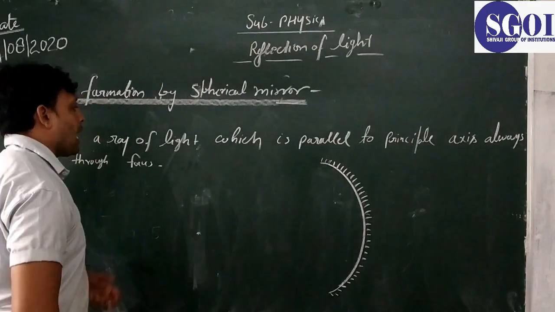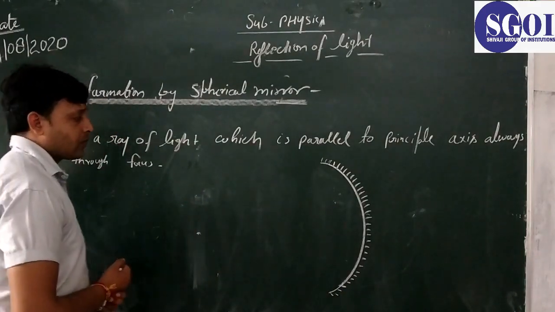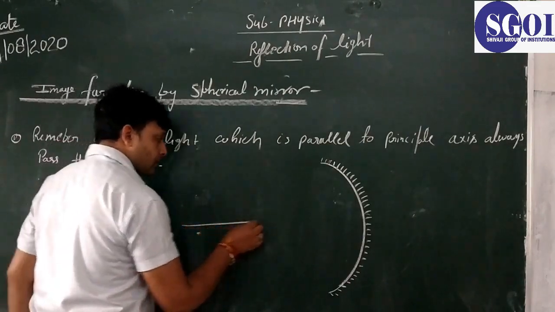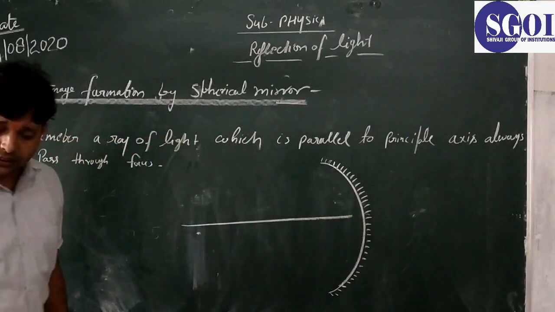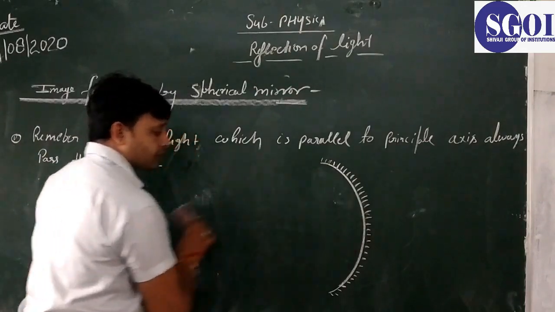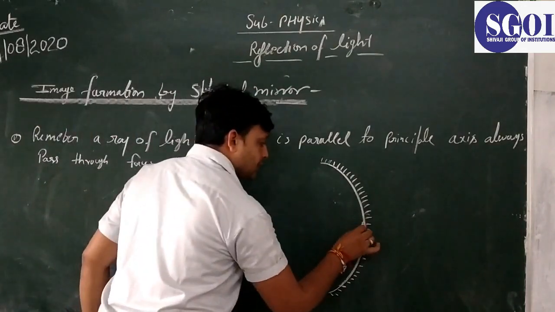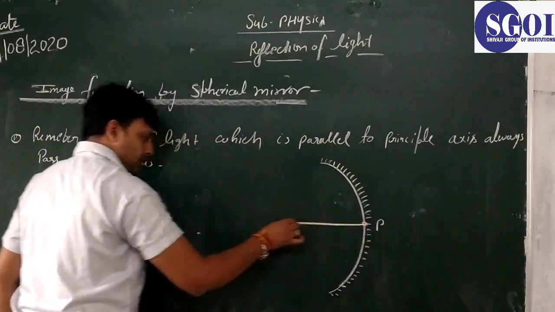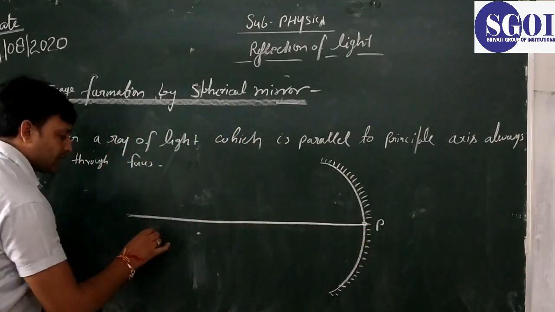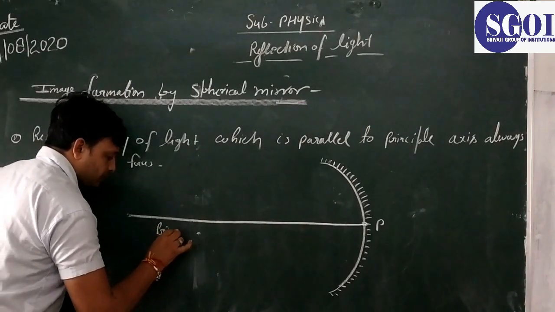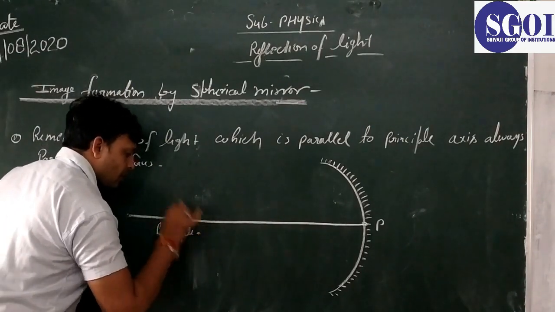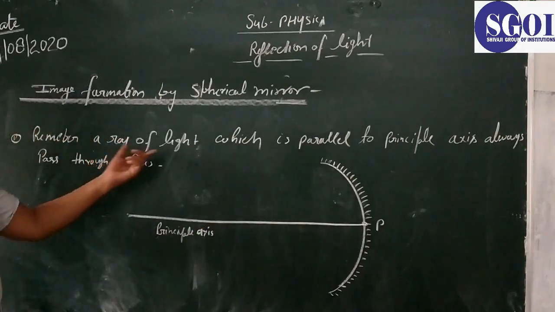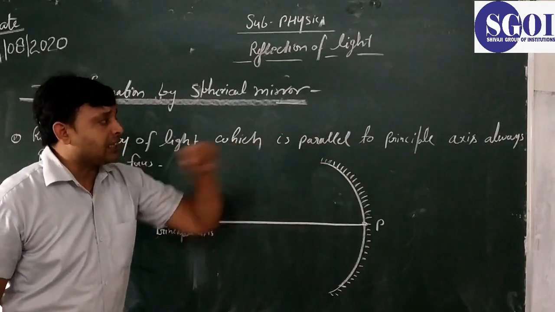Now, a light ray. We know that. First, this is the midpoint, this is called the pole, and this is the principal axis. Now, a light ray which is parallel to the principal axis.